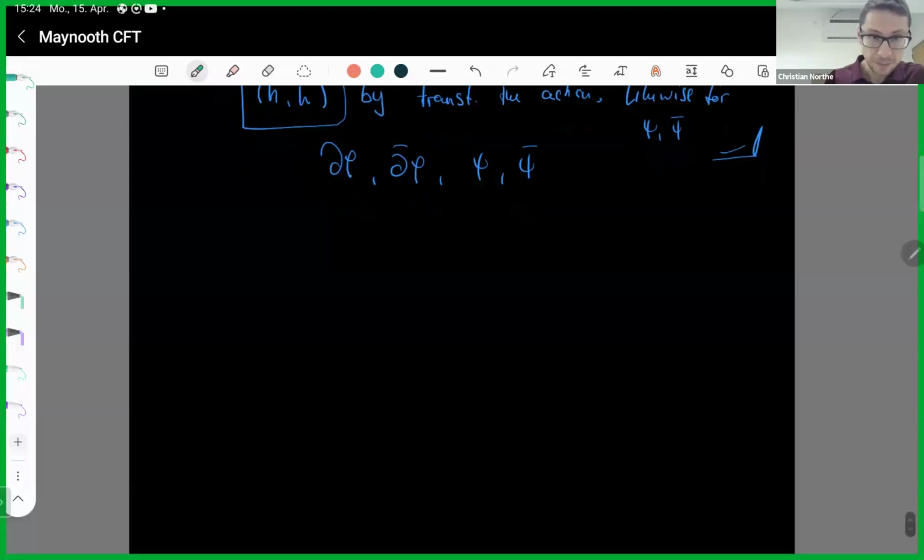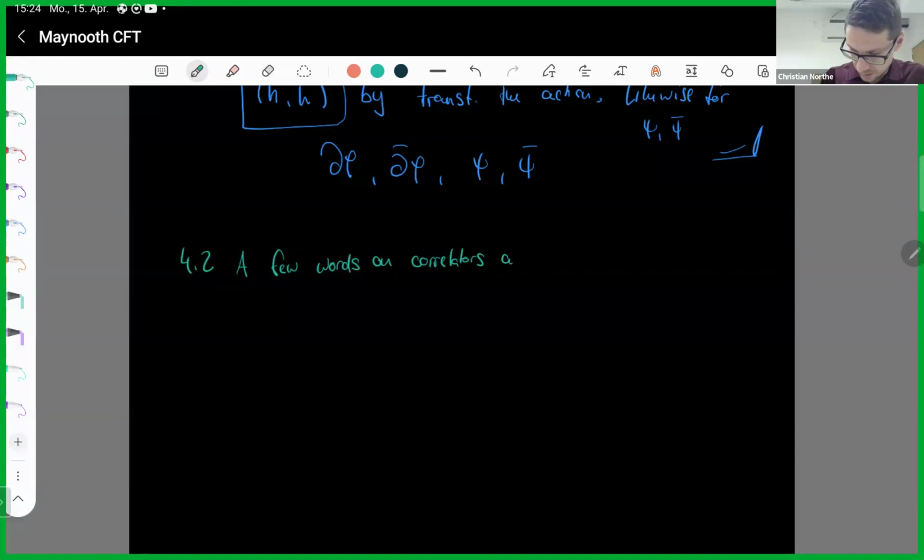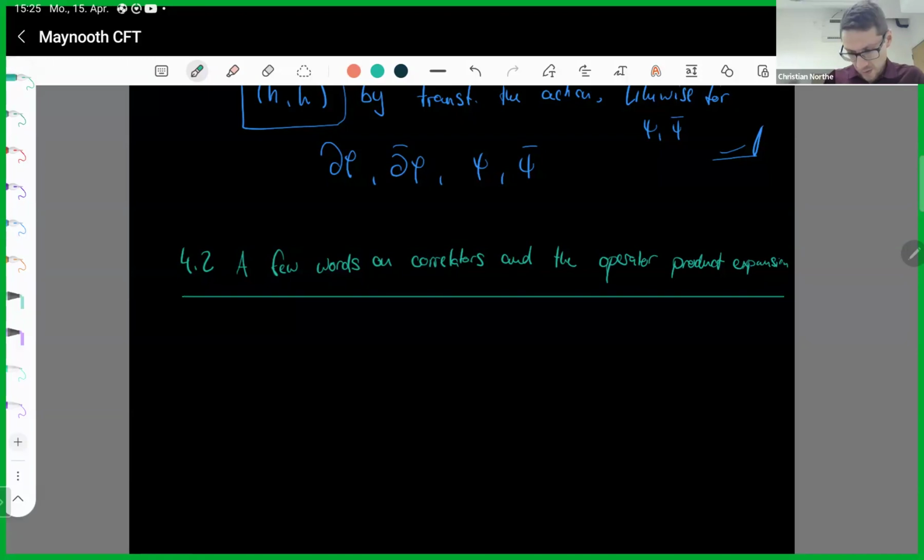Now, in the next step, let's look at correlators. So these are going to be just a very, very minimalistic account on correlators. That's why I call it a few words. A few words on correlators and the operator product expansion. This is a long title. I have to admit, though, that I won't talk about the operator product expansion for time reasons. So for the lecture, this is actually going to be in parentheses. Actually, let's put this here.